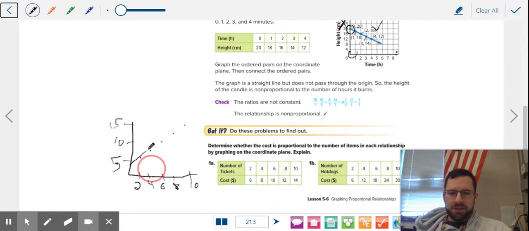And notice when I draw my line, it does make a line. However, it does not go through the origin. It would need to hit down here. So this is not a proportion.